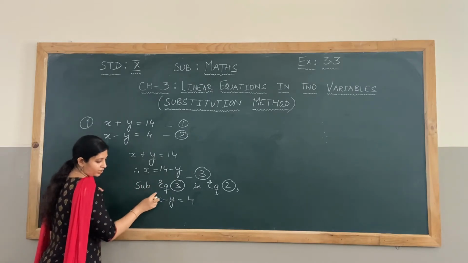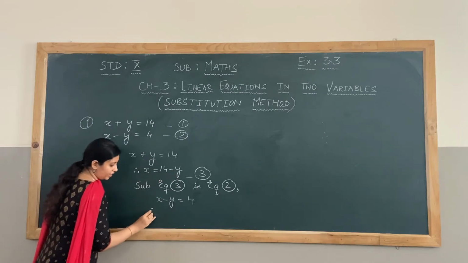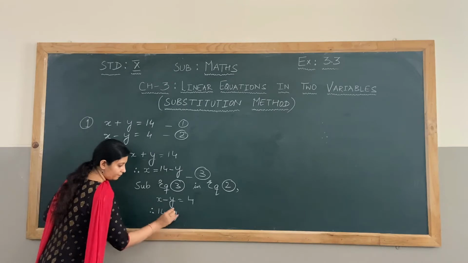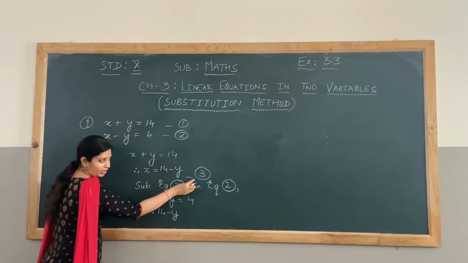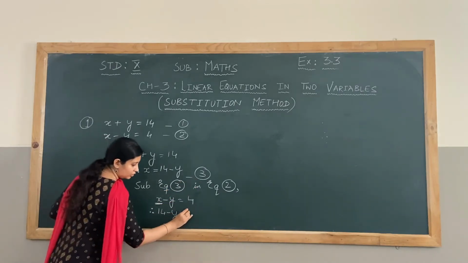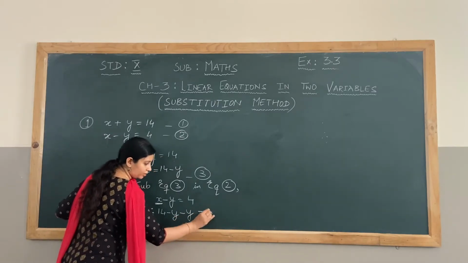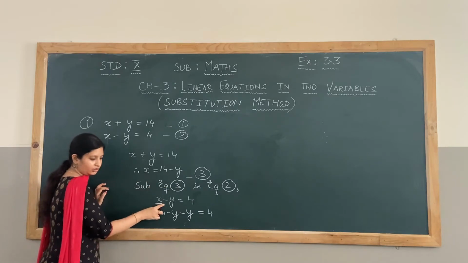So, instead of x, what can I use? I can use 14 minus y. Instead of this x, I have substituted this value, 14 minus y, from my equation 3. The next term is minus y, so again I will write minus y one more time, and that is equal to 4. Fine. We have substituted equation 3 in equation 2.